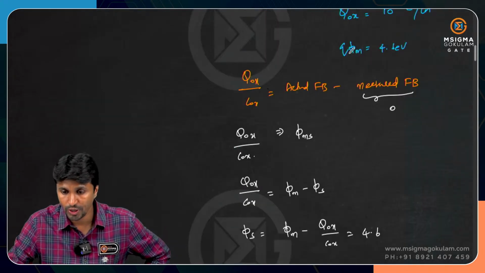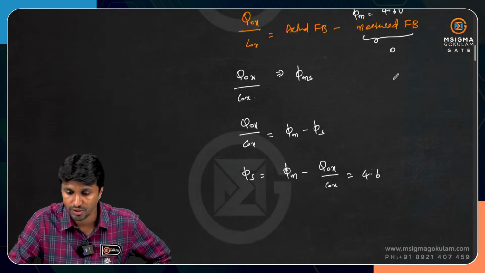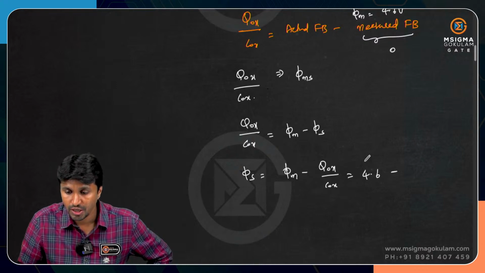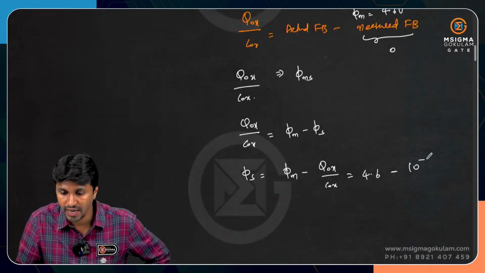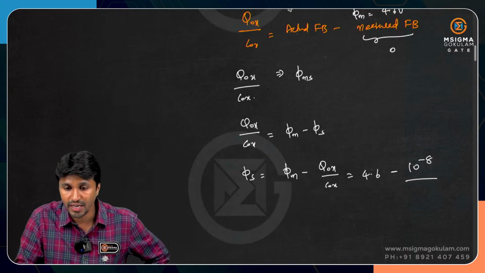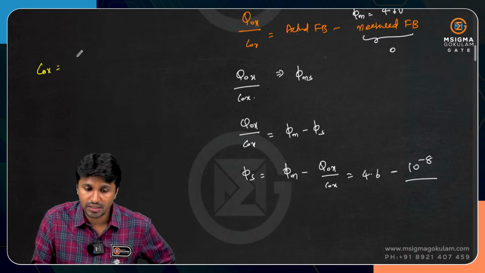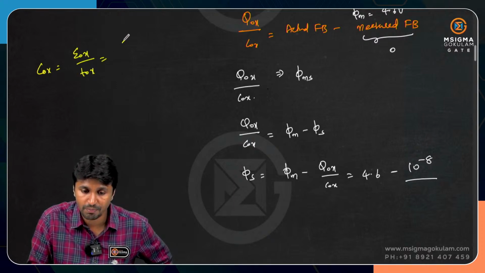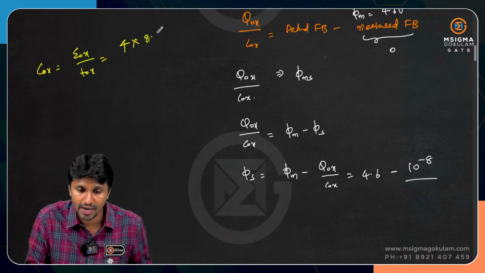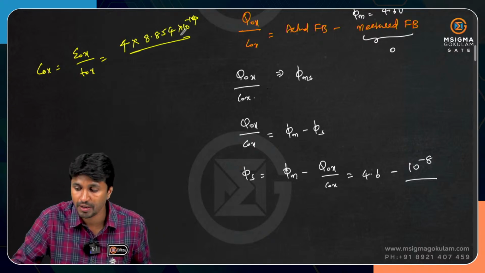So this Q into psi m is nothing but 4.6 electron volt, so psi m is equal to 4.6 volt, right? So therefore this is 4.6 minus Q ox, oxide charge is nothing but 10 raised to minus 8, divided by C ox. How do you calculate C ox? C ox is nothing but epsilon ox by T ox, right? So epsilon ox, relative permittivity is given as 4, multiplied by 8.54 into 10 raised to minus 14, divided by T ox.